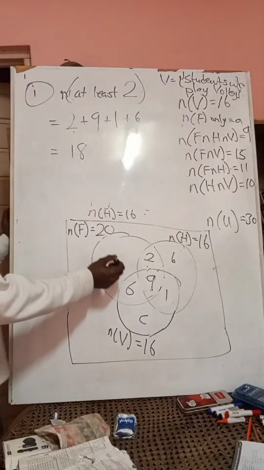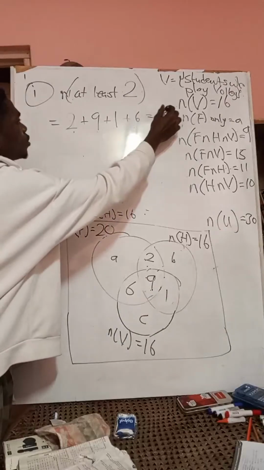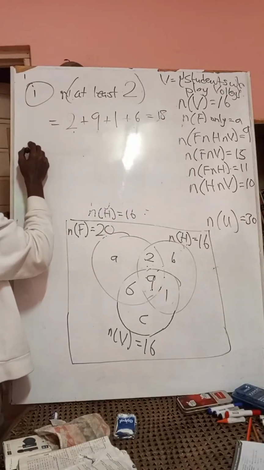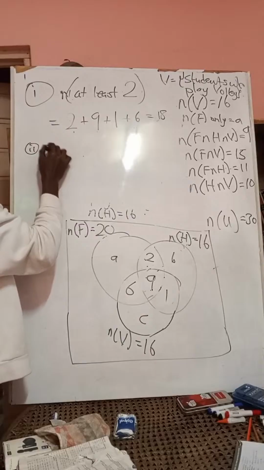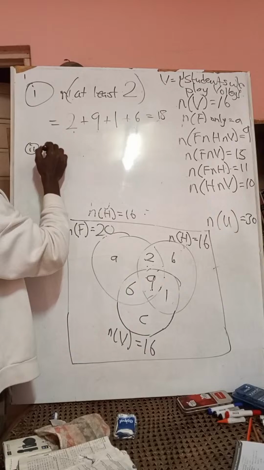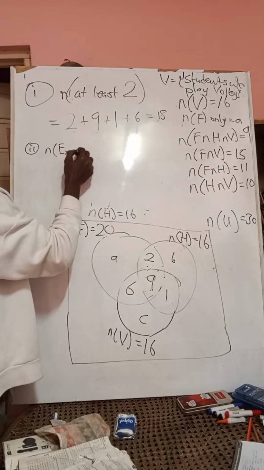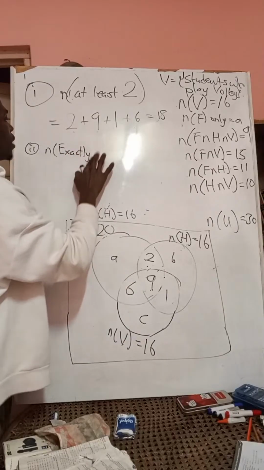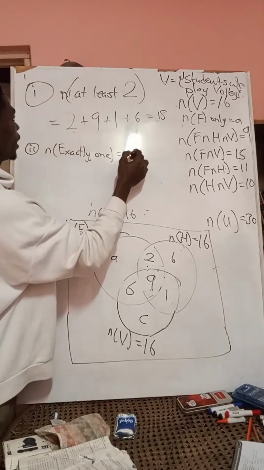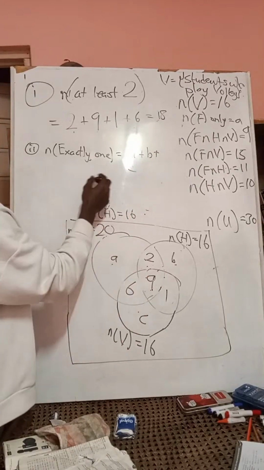After that, we are coming to find C. So the same students who took at least one subject. Exactly one. So exactly one student is going to be A plus B plus C, which is this side plus this side plus this side.